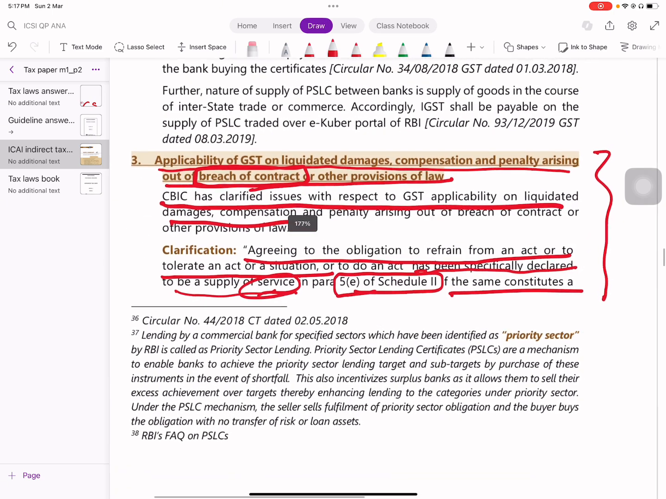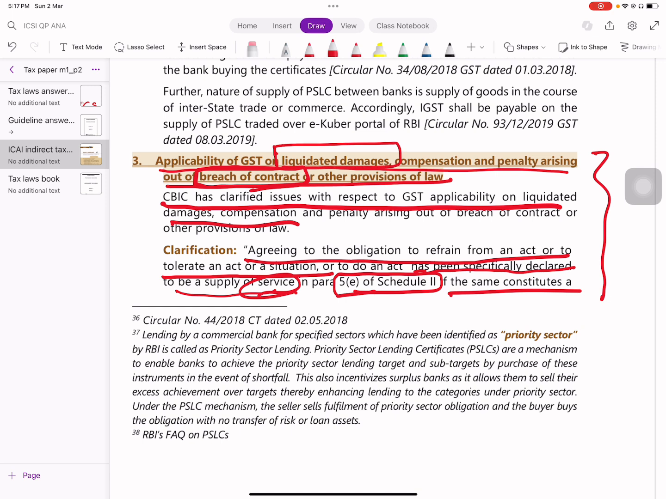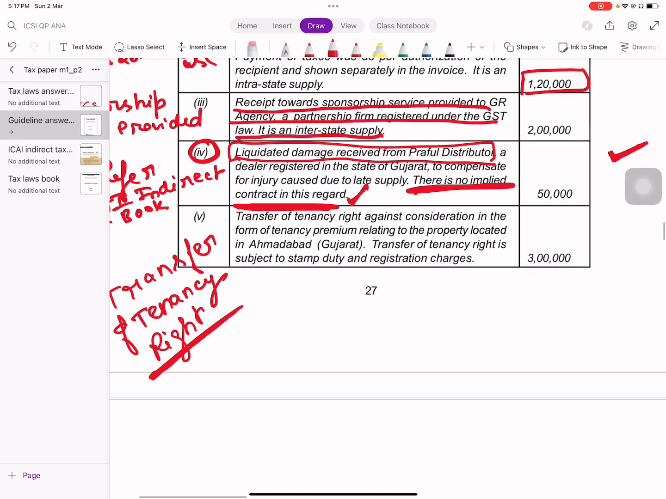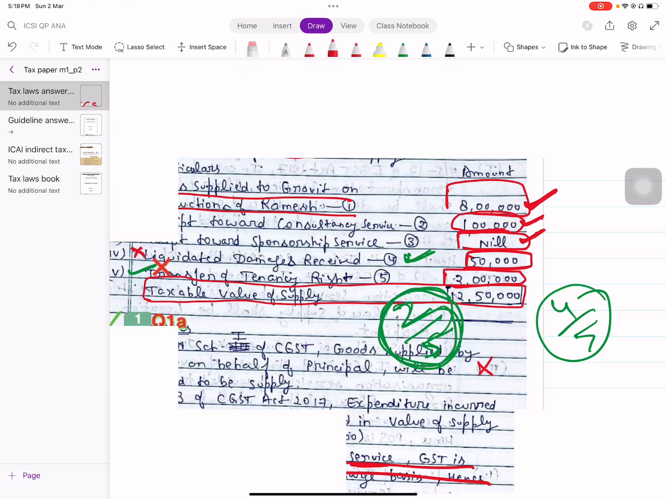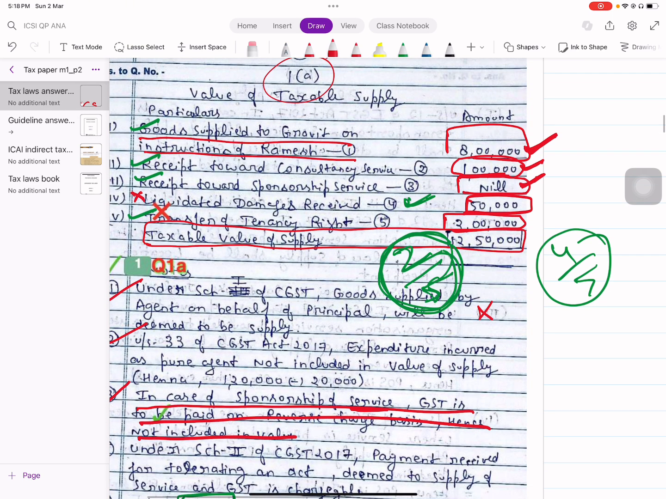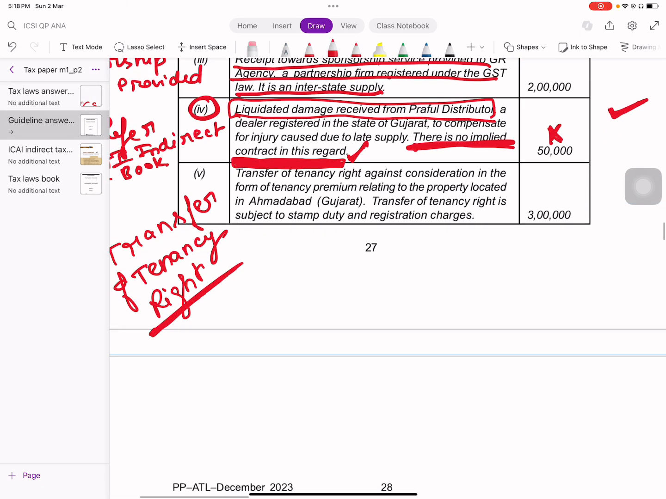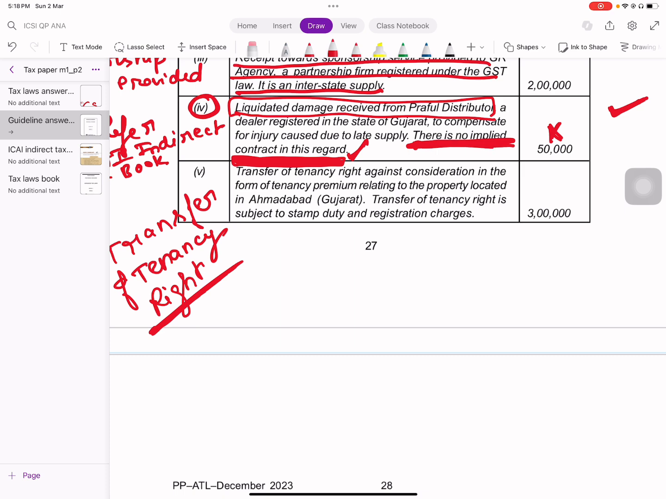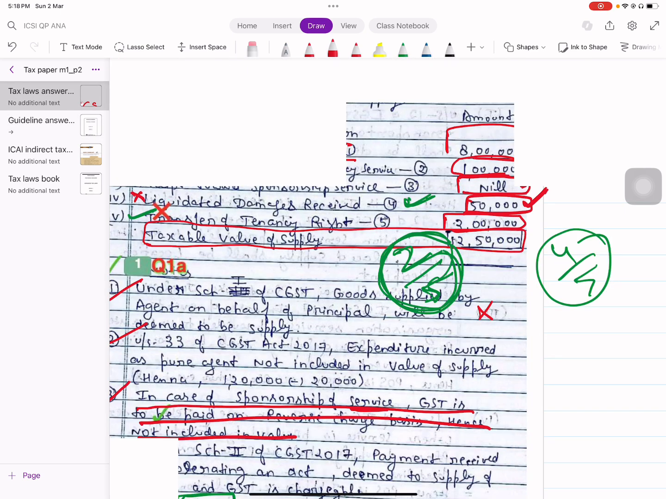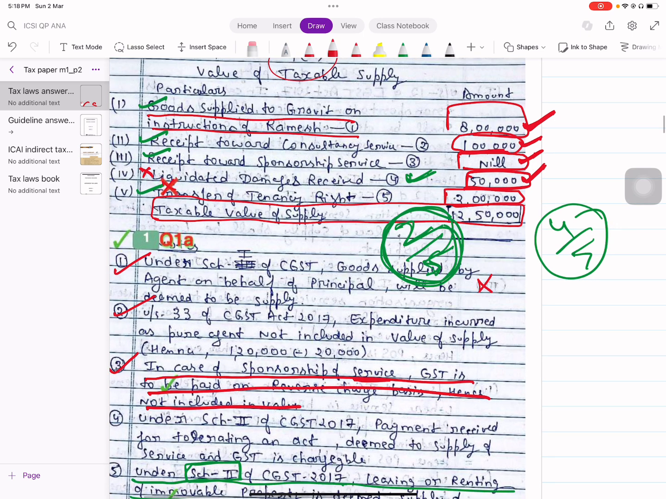However, if you see, the conditions were that there must be liquidated damages received and there must be a breach of contract. However, in the question, it is stated that there is no implied contract in this regard. That means there is no breach of contract. Hence, this value will not be included in taxable value of supply. However, in the examination, I have included it in taxable value of supply because I didn't read this sentence. That is why I have included it in the value of supply, and it is marked wrong by the examiner accordingly.